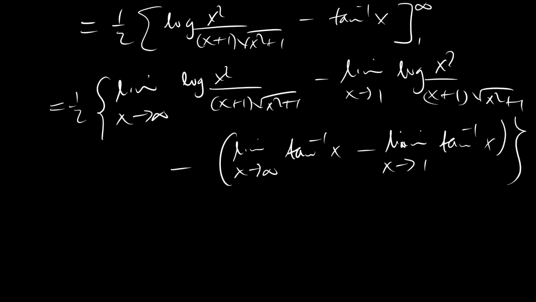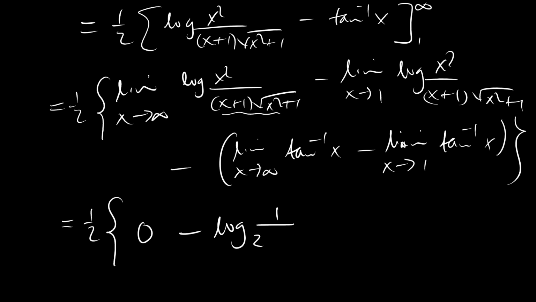Okay? As you can see here, it's very easy to see that the numerator and the denominator kind of diverge at the same rate. So we could go ahead and try L'Hopital, but to me that seems to be heading to 0, because the log of 1 is going to be 0. Minus, as x tends to 1, we have log of 1 over 2 times the square root of 2, right? And then minus pi over 2 minus pi over 4.